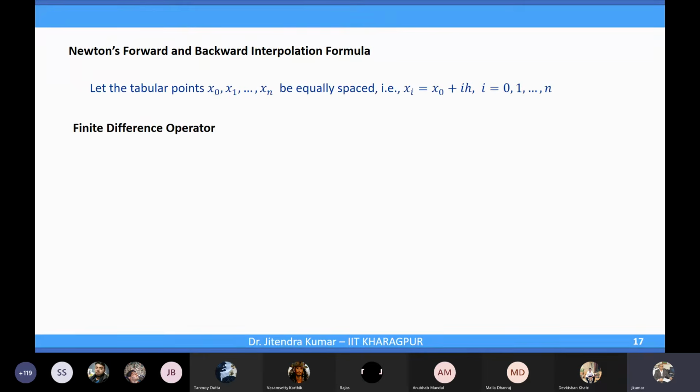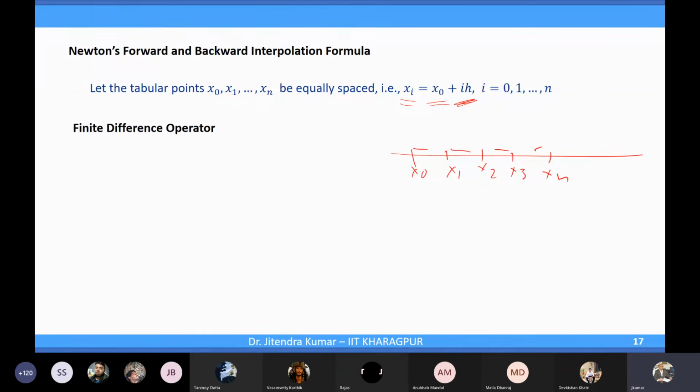So Newton's backward and forward interpolation formula. We are preparing for that. Some notations and some operators are required here, which are very simple. Let the tabular points x0, x1, ..., xn be equally spaced. That's the first condition, that means xi is given by x0 plus ih, so h is fixed. You have x0, x1, x2, x3, x4, and this difference is the same. So we are considering equally spaced data points.